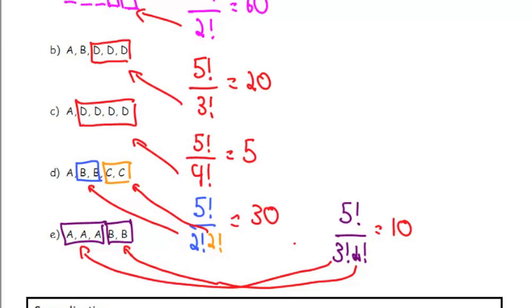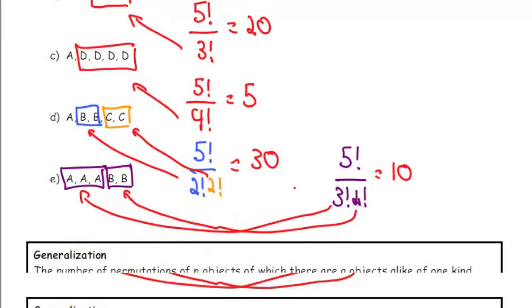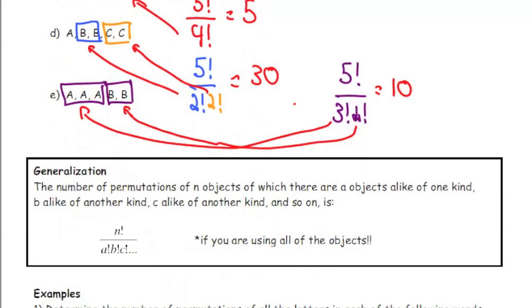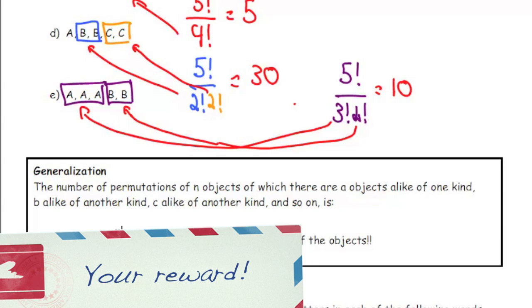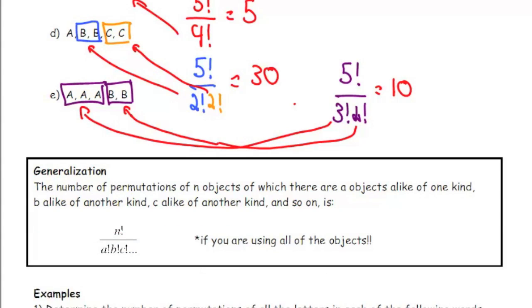So, tricks to this, you count the number of objects, that's your numerator. You count the number of identical objects. If there are multiple sets of identical objects, you have to deal with each one individually. But what we end up with is this beautiful generalization, which tells us that the number of permutations of n objects, of which there are A objects alike of one kind, B alike of another kind, and so on and so forth, you can use this equation right here to count the number of permutations. And that really is just what we've been doing if you take a look at our previous examples.